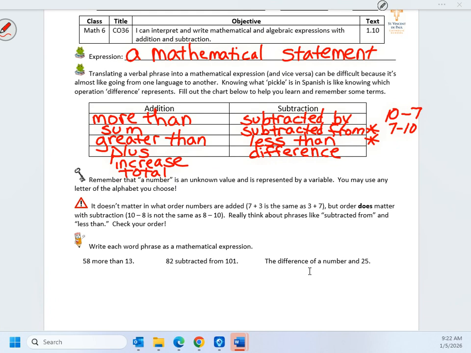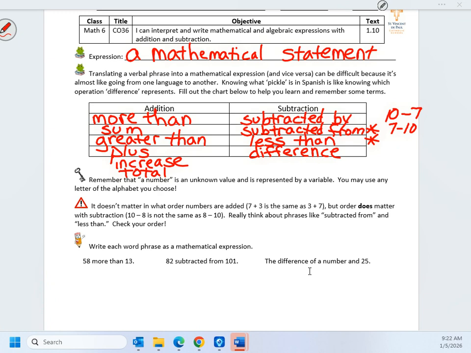So now that we know our verbal phrases, that's what these are in the chart. These are the verbal phrases, how we say it out loud. Then the mathematical expression is how you actually write it. So remember that a number is an unknown value and is represented by a variable. You may use any letter of the alphabet that you choose. A lot of times, I use a letter that kind of goes along with it.